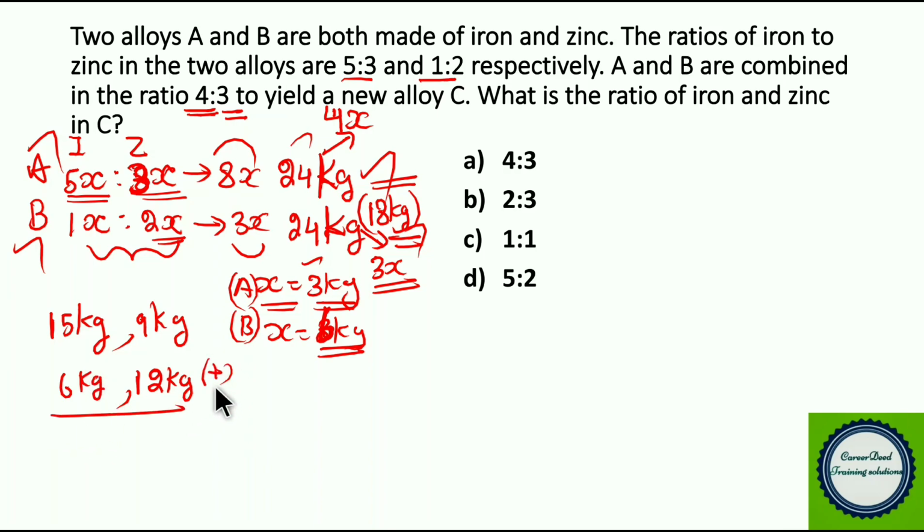Now you are adding both. So 9 plus 12, you get 21. And 15 plus 6 you get 21, right? So 21 and 21 kg of iron and zinc in the new alloy. So the ratio is 1:1.